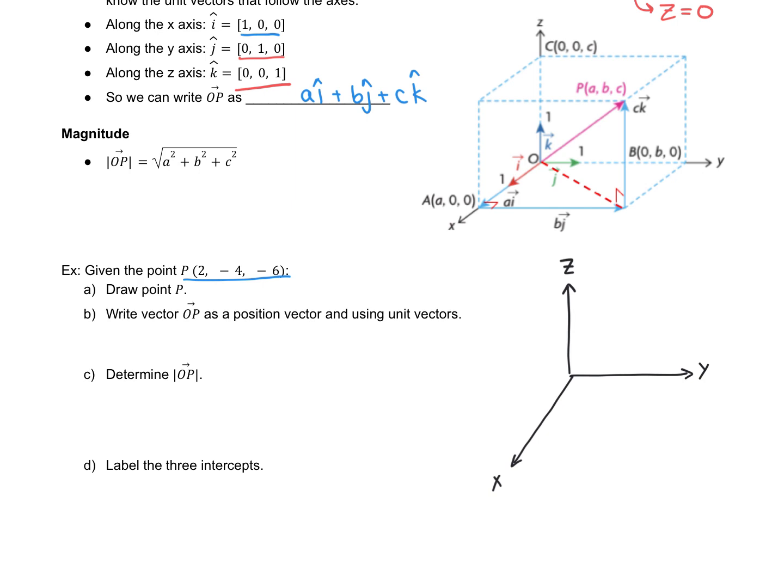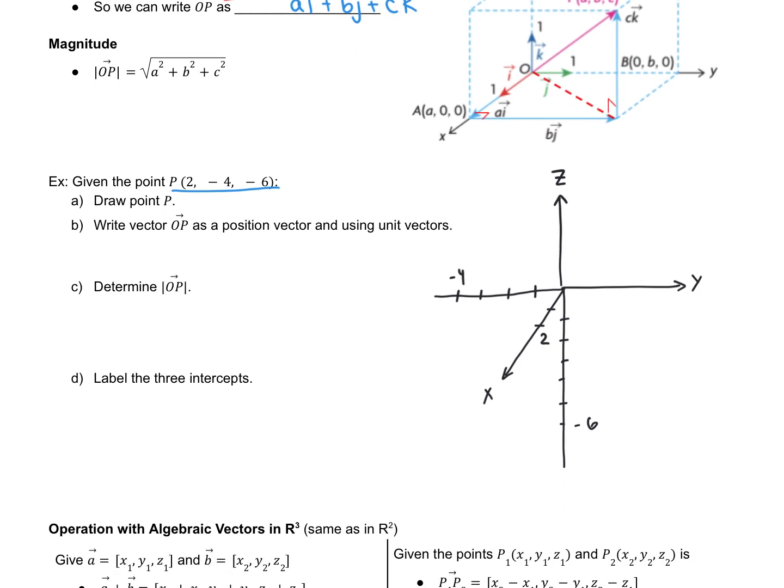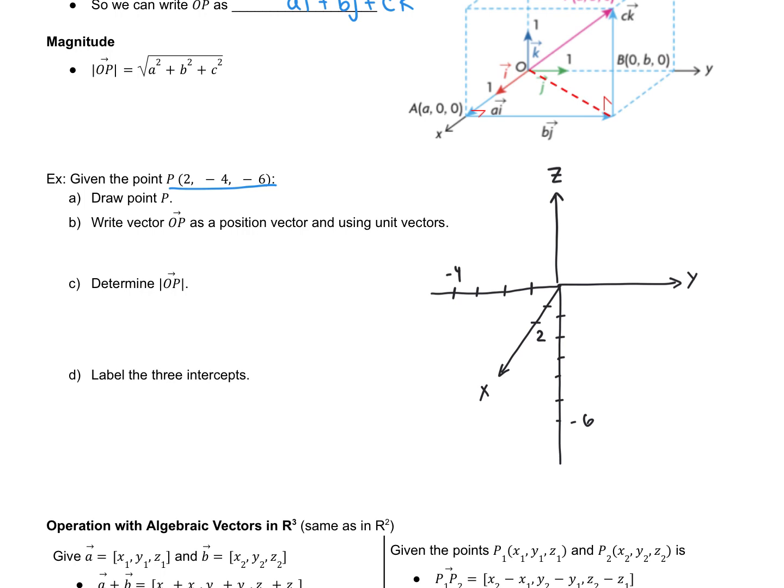So, my x-coordinate is 2. So I'm going to label 2 out front. I'm coming forward because my x-coordinate is positive. My y-coordinate is -4. So I'm going to extend the y-axis in the negative direction, so to the left. And now 1, 2, 3, here's -4. And finally, the z-coordinate is negative, so I'm going to extend the z-axis downwards. And here's -6. And now I'm going to create each surface of this rectangular prism.